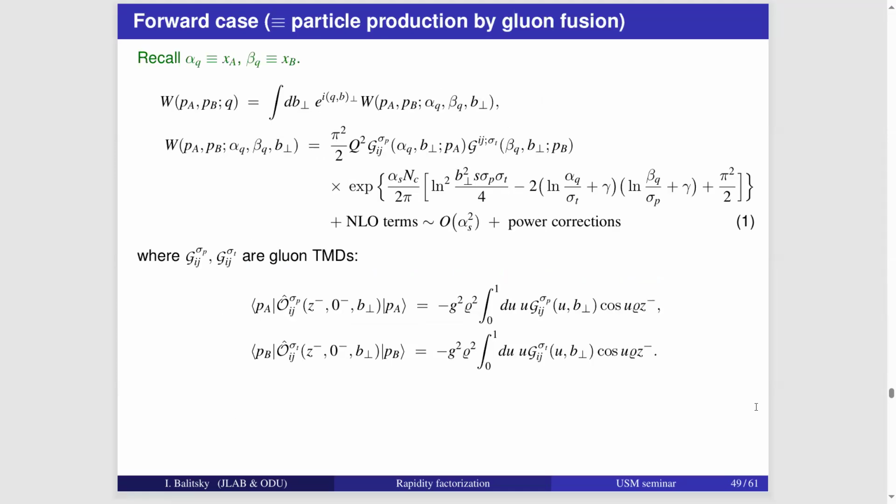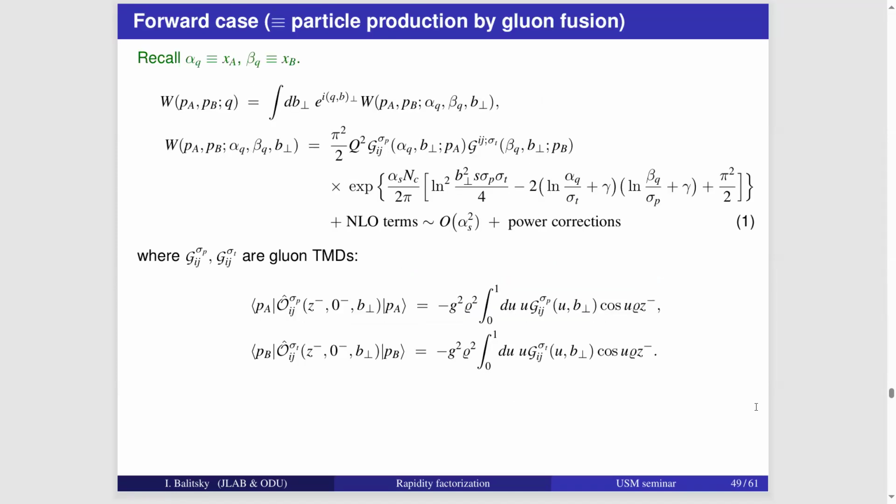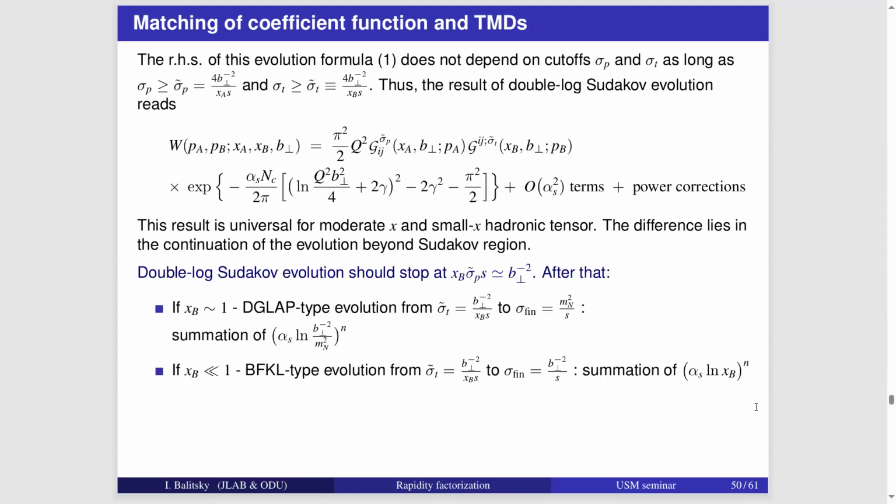So the result is like that. Very simple formula. For the forward case, which is particle production by gluon fusion, it has the following form. Again, the ingredients are the transverse size of the TMD; it's the Fourier transform of this, the Q of the emitted particle, times a string which depends on the cutoff. And finally, what is this formula useful for?